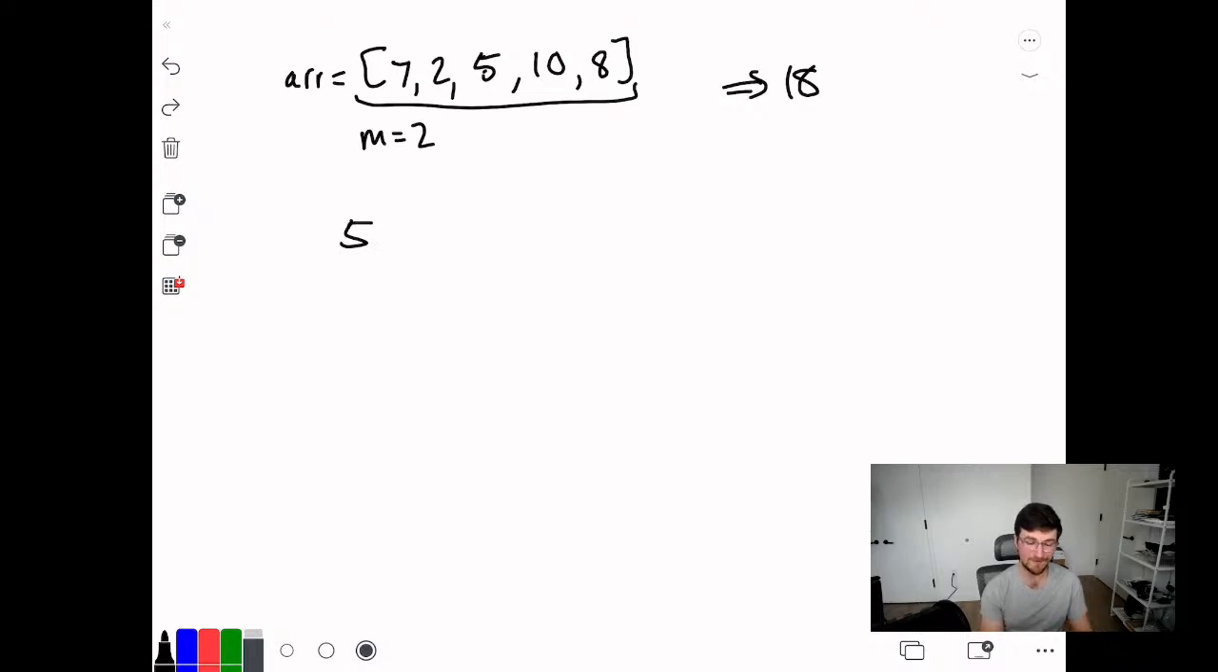If I said my candidate solution is 5, I would say the same thing. Can I divide this array into 2 subarrays so that all of the sums of each subarray is less than or equal to 5? If I can write a function to do that, then I can do binary search, because I just start with what is the maximum possible value and then narrow down from there.